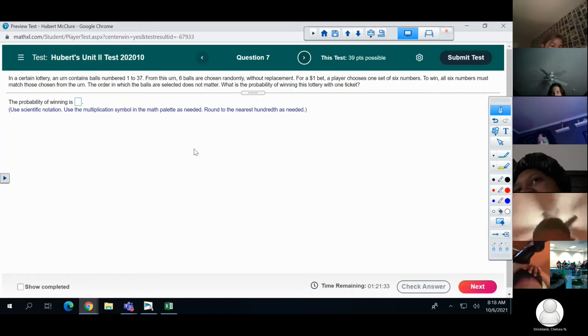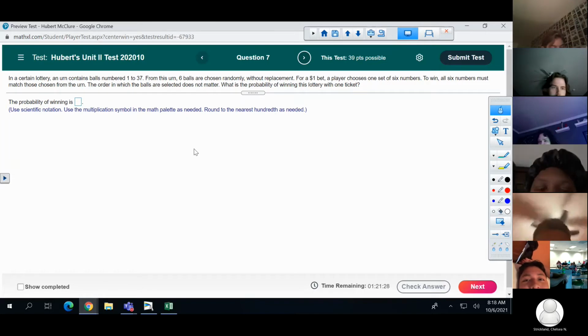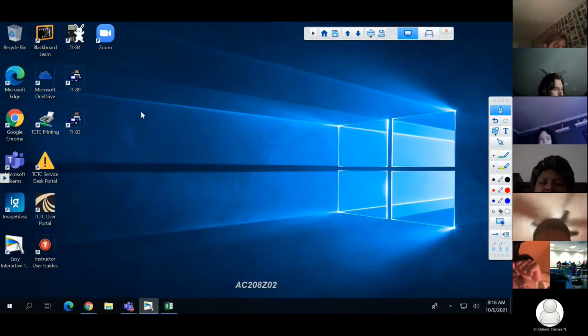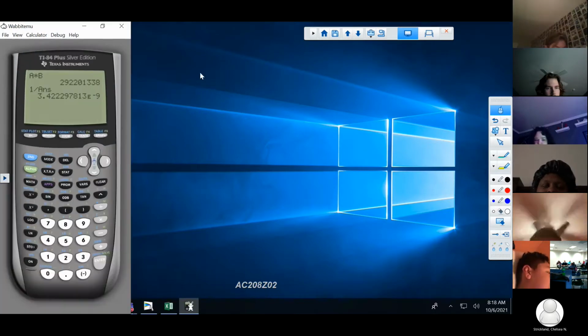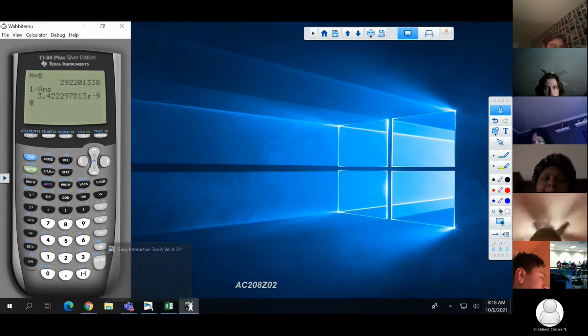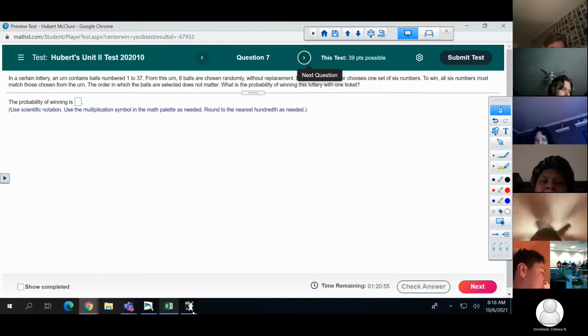All right. In a certain lottery, 37 and 6, $1 bet. So I'm just going to go to the handy dandy calculator, if I can get to it with this screen not being the right resolution. And I'm just going to make it big. Y'all bear with me. Like I say, this is aggravating on this screen system, so I'm sorry.